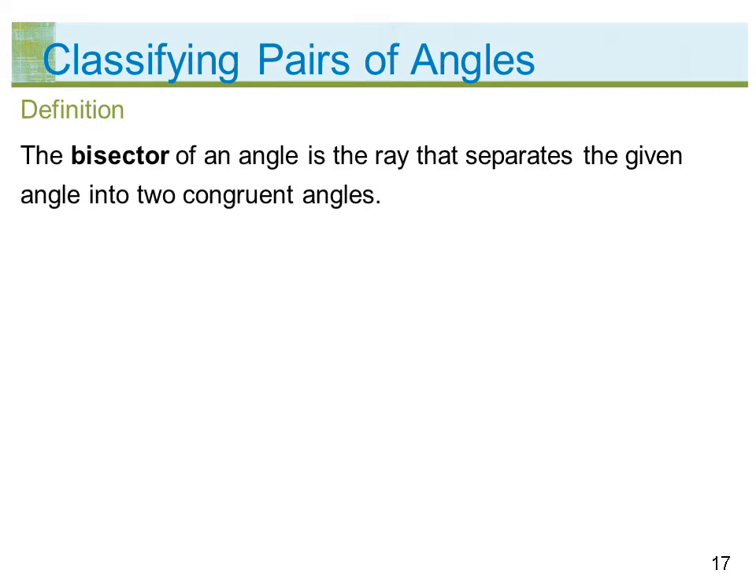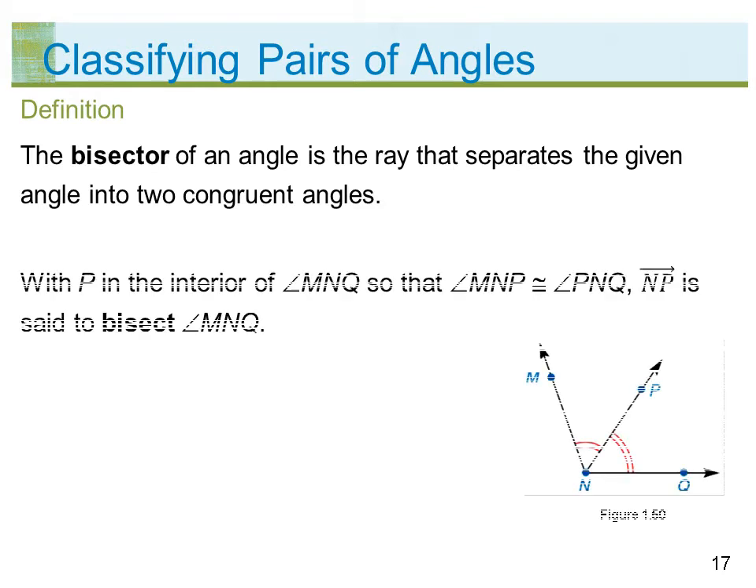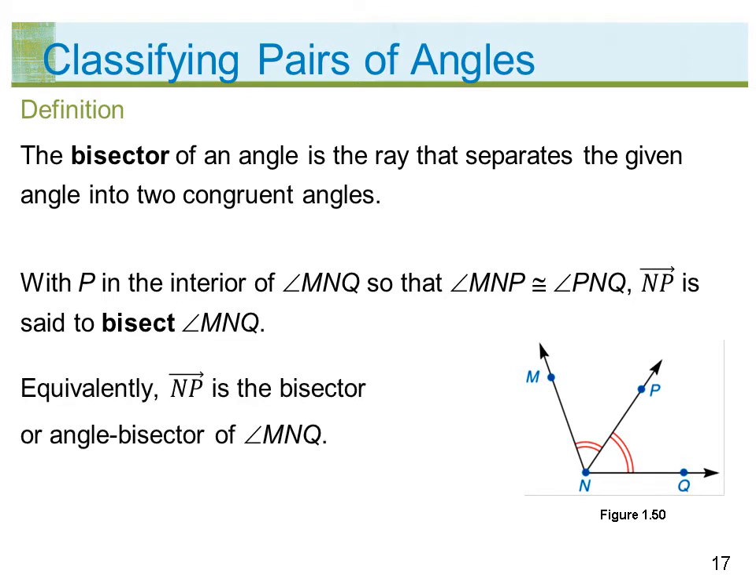Definition: The bisector of an angle is the ray that separates the given angle into two congruent angles. With P in the interior of angle MNQ, so that angle MNP is congruent to angle PNQ, ray NP is said to bisect angle MNQ. Equivalently, ray NP is the bisector or angle bisector of angle MNQ.